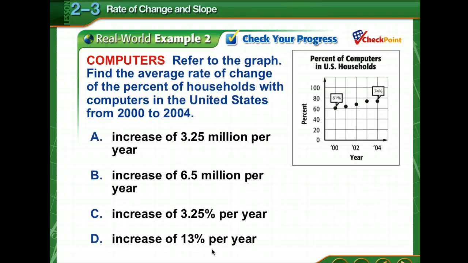Time to check your progress. Again, we're using the same rate of change, the change in y over the change in x. So pause for a moment and calculate, and then come back and check your answer. Okay, did you get 74 minus 61 over 2004 minus 2000? So we're going to have 13 divided by 4, because it's going to be 13 over 4, which is an increase of 3.25% per year. Good job.